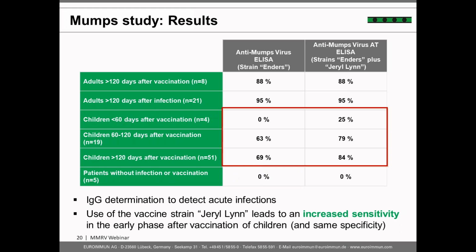So in short, this ELISA can be used to detect or support the notion of acute infections by means of the titer increase, and it has an increased sensitivity in early phases after vaccination of children.